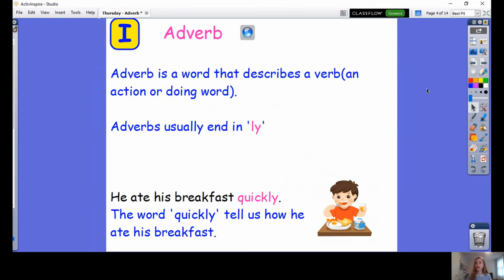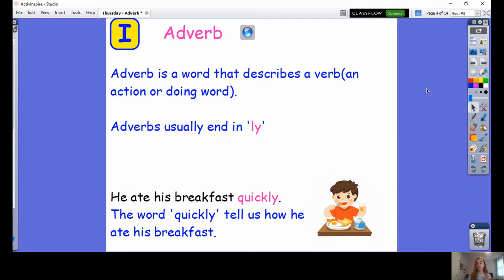Adverb. Can we all say adverb? Adverb. I can't hear you, it needs to be louder than that. Adverb. Adverb. Well done. An adverb is a word that describes a verb. Can we say verb? Verb. And a verb we know is an action or doing word. So a verb could be we are running, we are eating, we are walking, we are skipping. So it's something that you are doing.